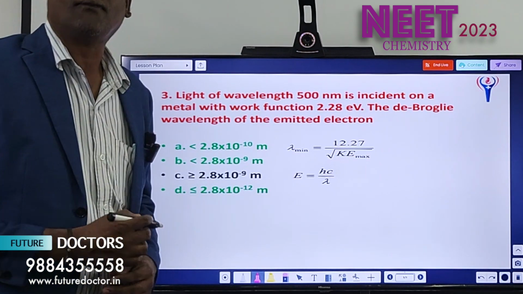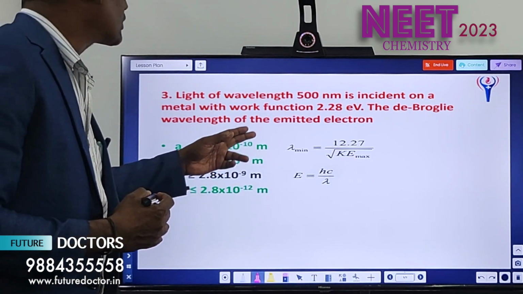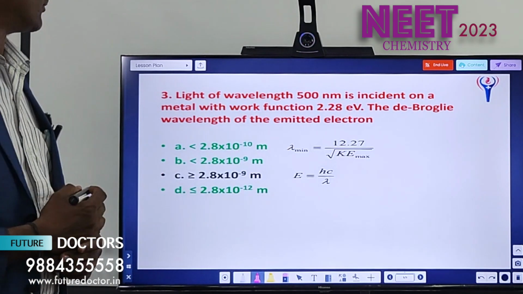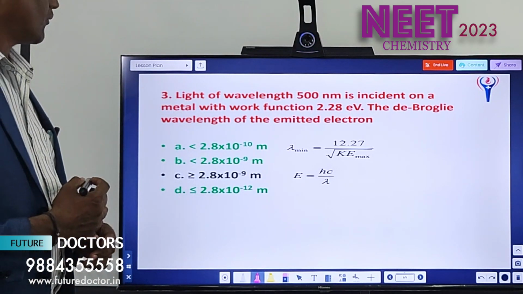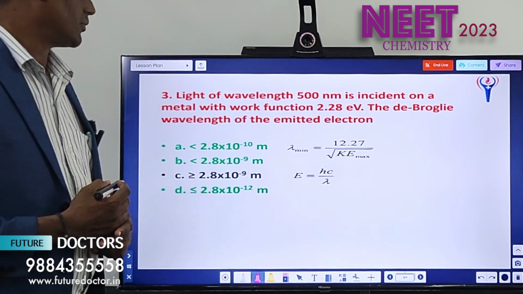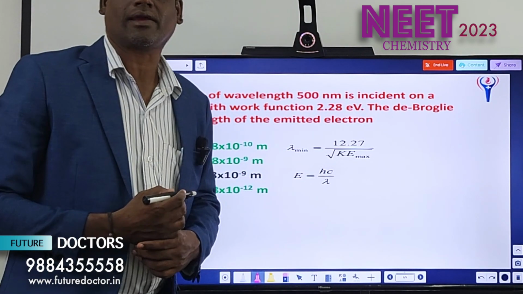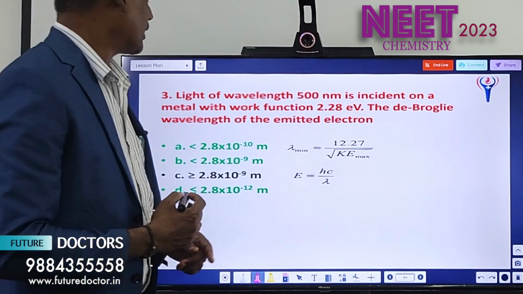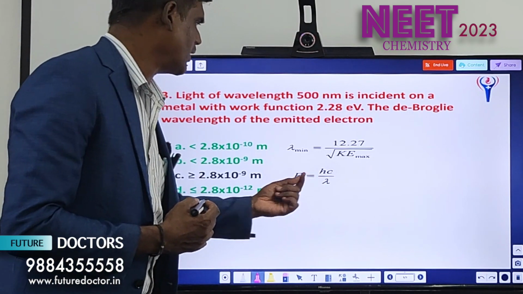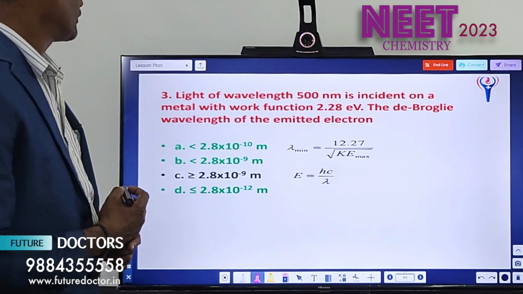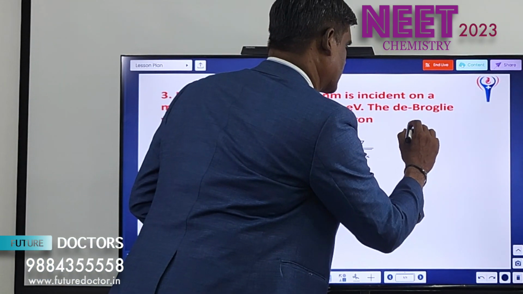Light of wavelength 500 nanometer is incident on a metal with work function 2.28 eV. The de Broglie wavelength of the emitted electron is dash. The formula is lambda minimum equals 12.27 divided by square root of maximum kinetic energy. Okay, then 12.27 by square root of kinetic energy maximum. For this, first you want to find E equals hc by lambda. Here the data given is lambda, 500 nanometer.